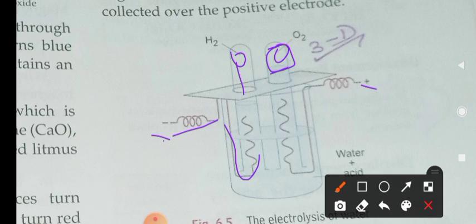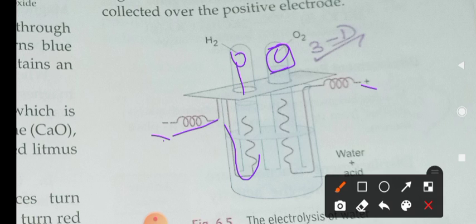Then stop passing the current when there is enough gas in the test tubes. Cork the test tubes inside the water and take them out. Perform the following experiment. Then you have to verify what gas it is. You have to bring a lighted match near the mouth of the test tube and open its mouth; the gas burns with a pop sound. So it is hydrogen.